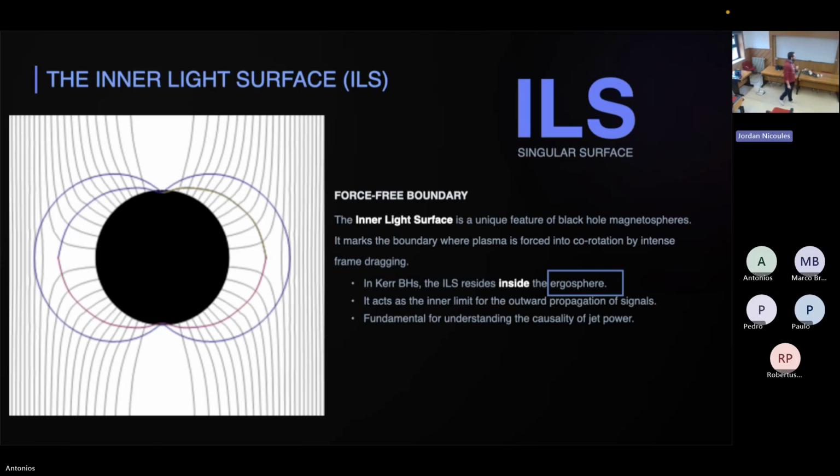So the inner light surface, as I wrote there, is a unique feature of black hole magnetospheres. It marks the boundary where plasma is forced into co-rotation by frame dragging, and you exceed the speed of light.